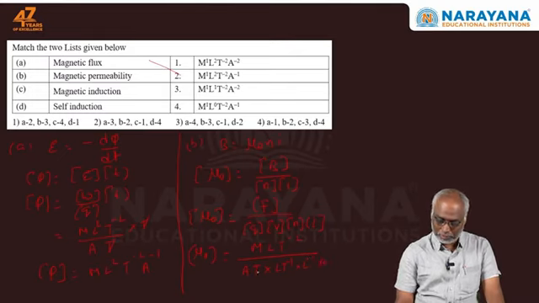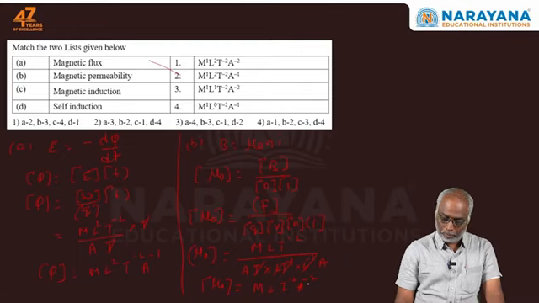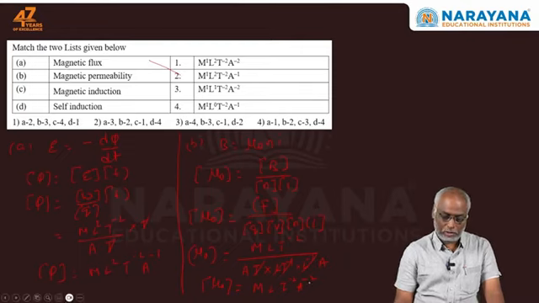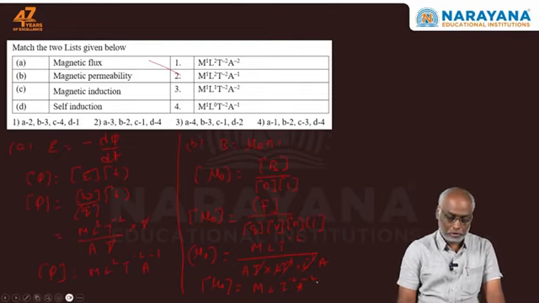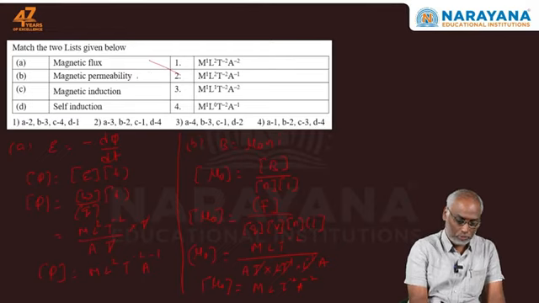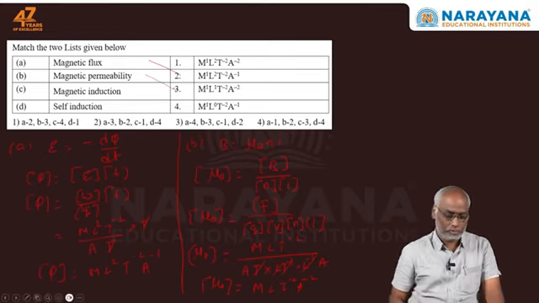Now in this expression, this T power minus 1 and L power minus 1 will get cancelled. The dimensional formula for mu naught is nothing but M L T power minus 1 minus 2, A to the power of minus 2. So M L T power minus 2 A power minus 2. So option B matches with 3.